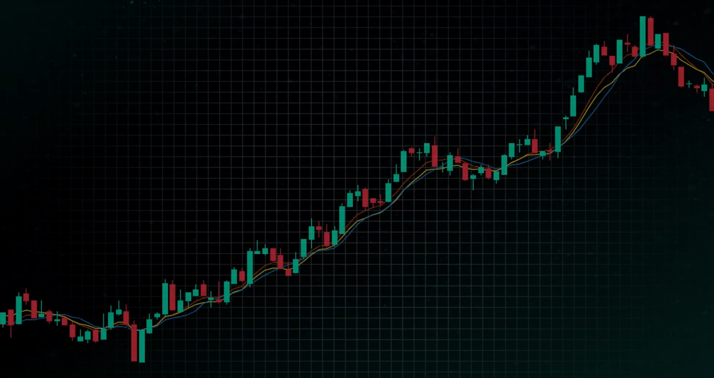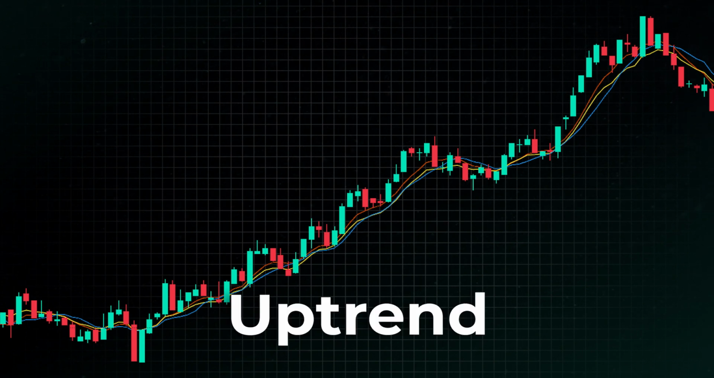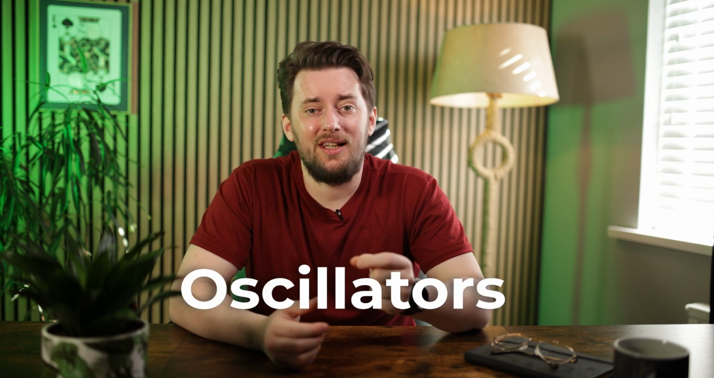So where should beginners start? Try experimenting with the moving average. It's one of the simplest and most useful tools out there. Just add it to your chart and observe. 1. If the price is above the moving average, you're likely in an uptrend. 2. If it's below, that's a downtrend. Simple, right? Another popular method traders use is oscillators.